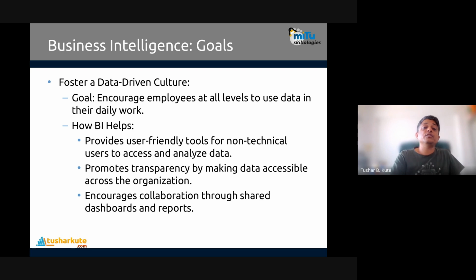It even encourages collaboration through shared dashboards and reports. Every person can see their progress, and can compare with others' progress also, all together at a time. So with a data-driven culture, the employees or customers will go through it. Automatically, data will be collected and will be used for growth of the businesses.